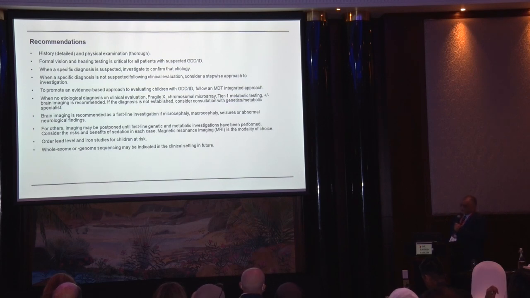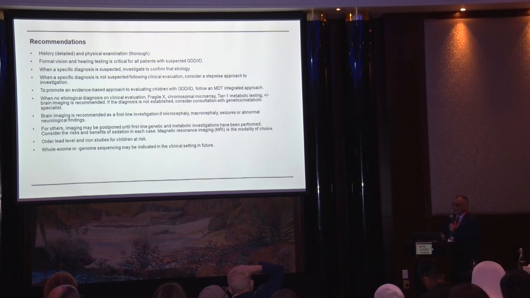Okay, so recommendations, this is my final slide. This is based on the same algorithm. First, take a detailed history, do a thorough examination, have that knowledge of dysmorphology and neurocutaneous markers, and if that helps you decide about a recognizable phenotype, go for that investigation, which will be specific. If you can't, label it as unexplained ID or global developmental delay, and it is here you will first go for first-tier investigation. Now, genetics is very clear. We go for microarray and fragile X testing first. If these are negative, you can go for whole genome sequencing.